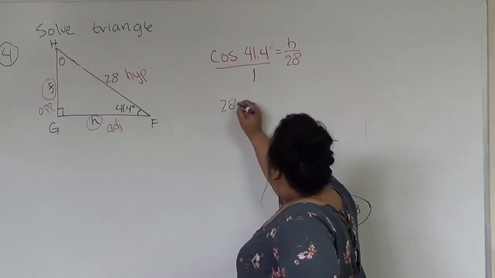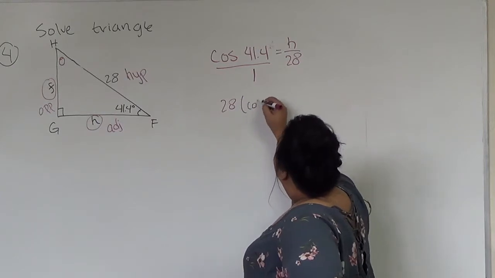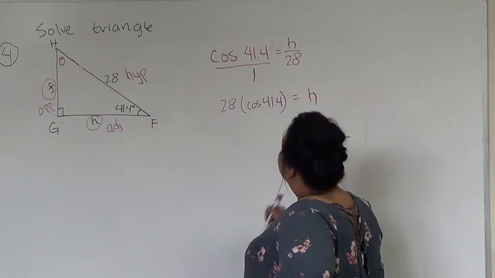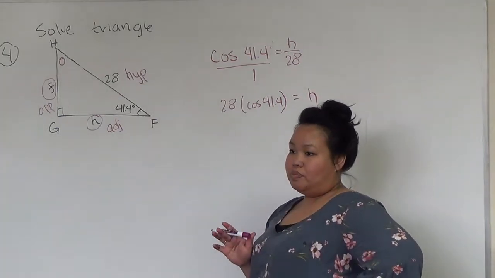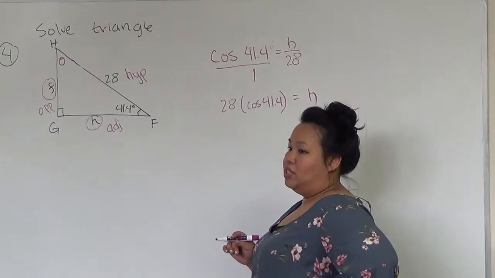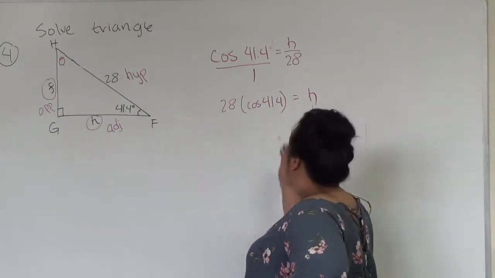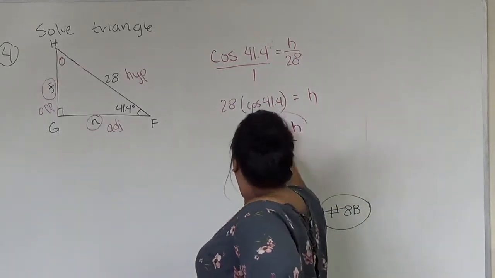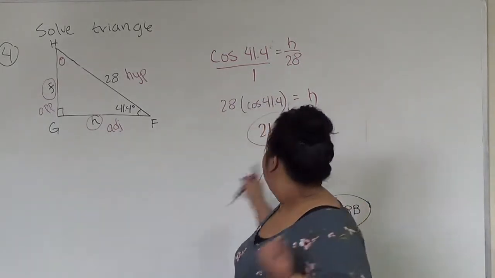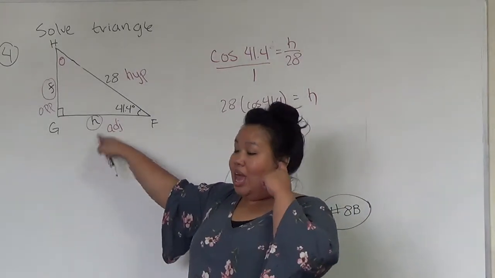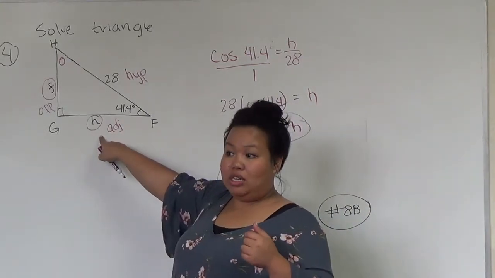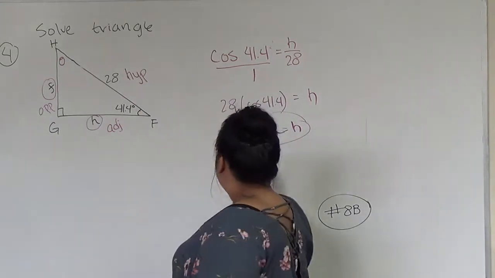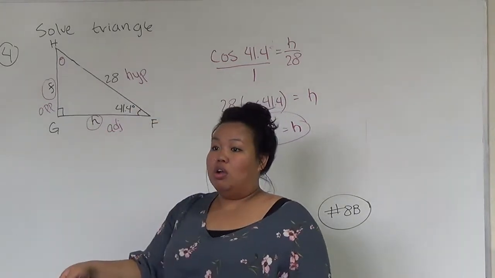So I have 28 times cos 41.4 equals H. What does that give you? To the 10th place, it's 21.003. So this is H. Now, I can plug in H here for my adjacent and then use that to solve the triangle. But if you do that, then if this is wrong, your other measurements will be wrong. Does that make sense?